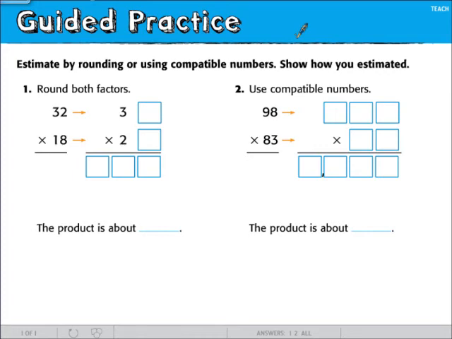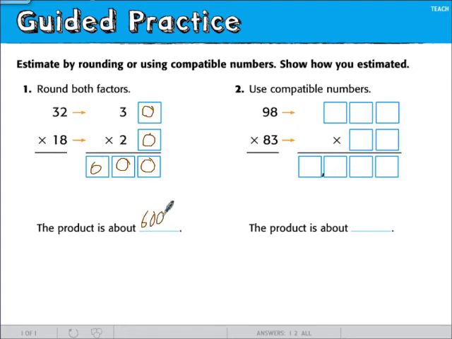So when we're rounding, we're going to round to the greatest place value we can round to for both numbers. So in our case here, where it says 32 times 18, we can round to the tens place. So 32 is going to round to 30. 18 will round to 20. I have how many zeros? 2. 2 times 3 is? 6. And there we go. So the product is about 600.